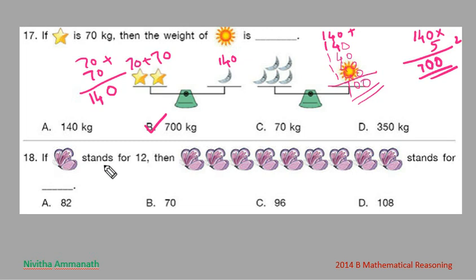Next question. If this stands for 12, then this stands for how many? This 1, 2, 3, 4, 5, 6, 7, 8, 9. So 1 stands for 12. So 9 stands for 12 into 9. That is 2 9s are 18, 8, 1. 1 9s are 9, 9 plus 1 is 10. 108. So this is the correct option.